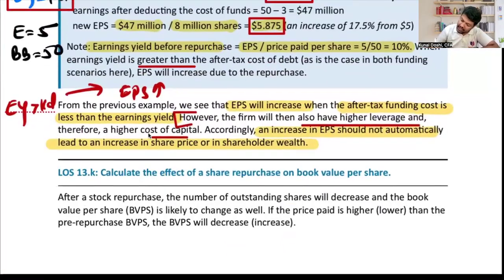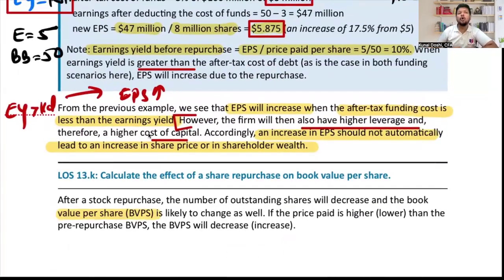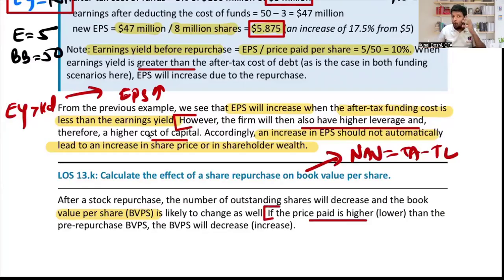Now we will discuss the issue with respect to buyback on book value per share. Remember, book value is nothing but the net asset value. Book value has so many different names. It is total assets minus total liabilities. All of this is called book value, and book value divided by number of shares is book value per share, right? Here, if the price paid is higher than the pre-repurchase book value per share, then buyback is not beneficial. The book value per share will decrease because of the buyback.